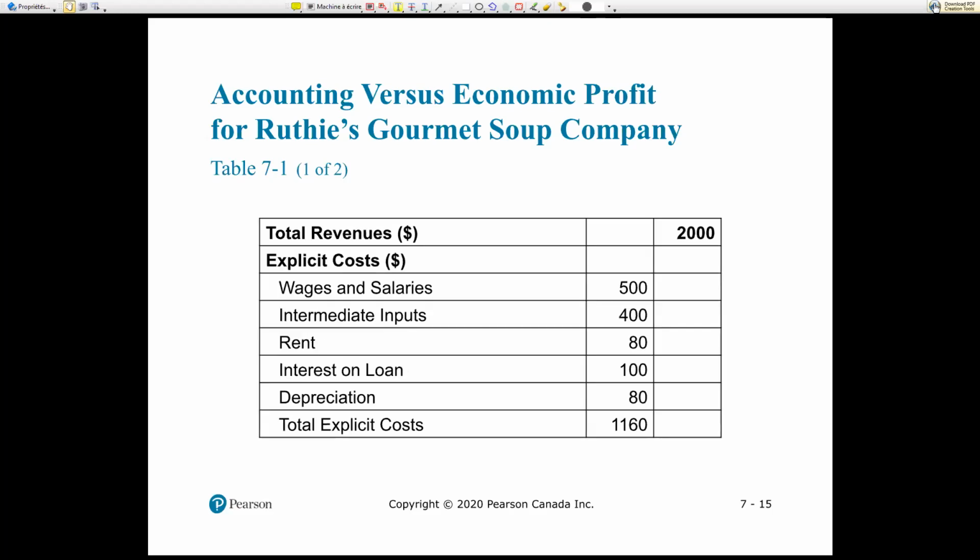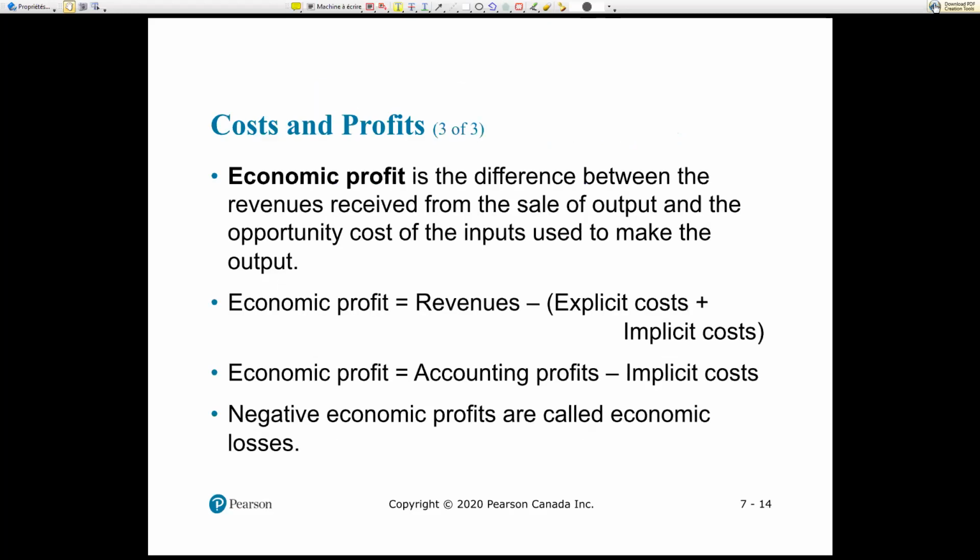All right, so going back, what we say is economic profit is when we account for these costs. It's revenues minus explicit costs, so what I have to actually go and buy to the store and people I have to pay, and implicit costs, so what it costs for me to run the firm. Or you could say also it's accounting profit, so revenues minus explicit cost minus implicit costs.